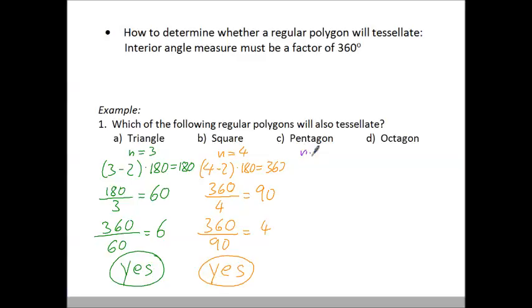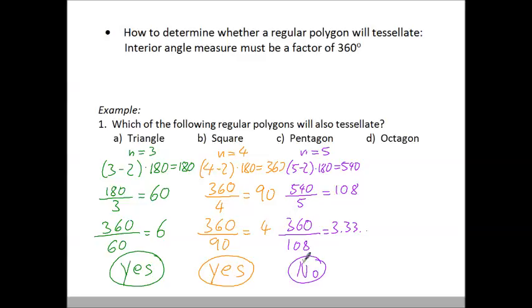We saw our pentagon with n is equal to 5. (5 minus 2) times 180 is equal to 540. Then we took our 540, divided it by 5. That gives us an interior angle measurement of 108 degrees. 360 divided by 108 is 3.33 repeating. And this could not be tessellated.